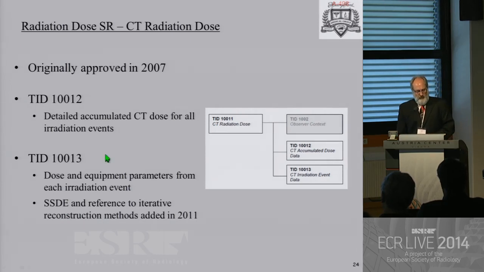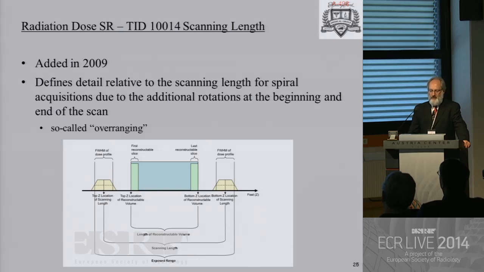I will tell you, the iterative reconstruction method is a single line in the dose structure that says back projection or iterative. It doesn't actually give you any information about what type of iterative, is it statistical, is it full modeling, what are the parameters of it. Unfortunately, that's not in there. Change proposal to come, I'm sure, to add it. They did add in 2009 the concept of the overranging, the scan length, such that that can be included in the dose. So that is in there.